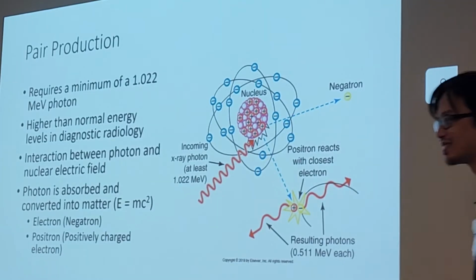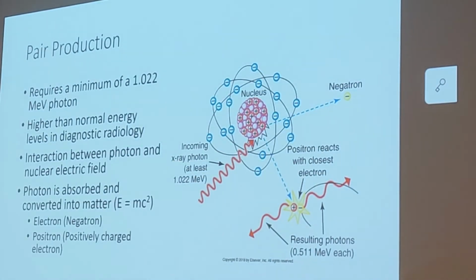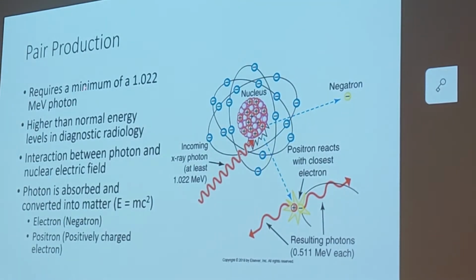Alright, so pair production, this is very simple. It's in the name. Key phrase right here: it requires a minimum of 1.022 MeV photons. That will be a test question. It will ask how much energy is needed to produce this interaction, and that will be 1.022 MeV. Keyword MeV, because you might put keV or some other number, you have to know it's MeV.